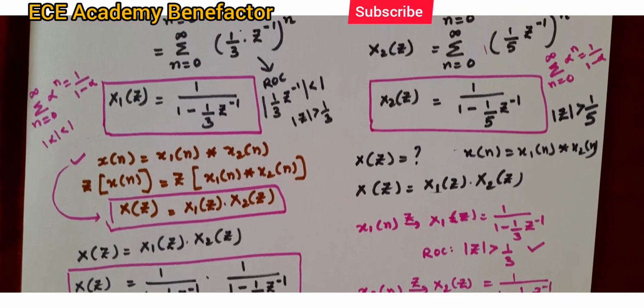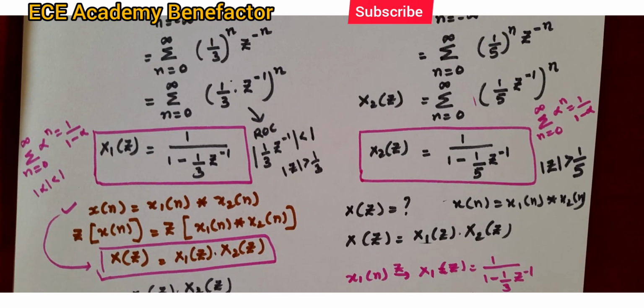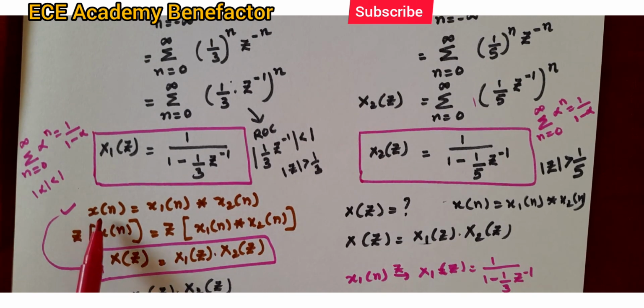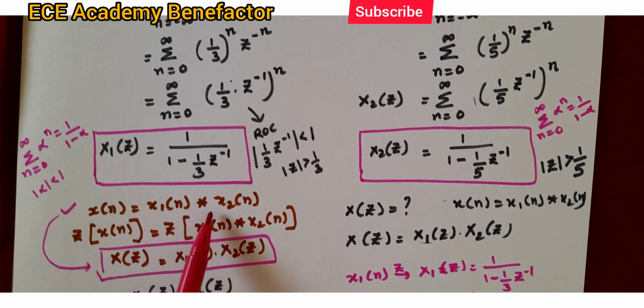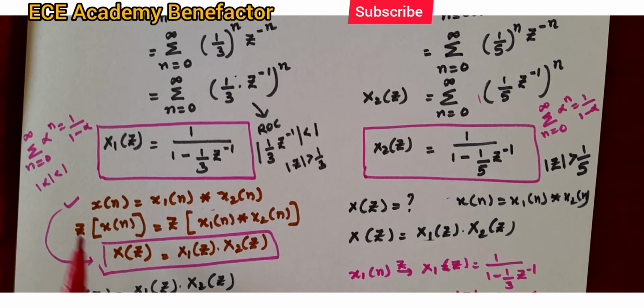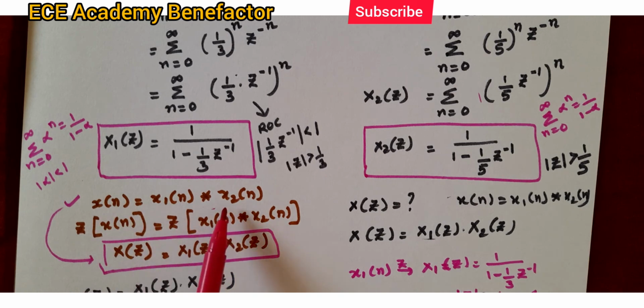So, what is the convolution property for Z transform? If x of n is equal to x1 of n star x2 of n, then X of z will be equal to x1 of z dot x2 of z. In discrete time sequences, when they are convolved, in Z transform they are simply multiplied. This is the advantage of the convolution property for Z transform. In time domain, they are convolved, but in Z domain, they are simply multiplied.